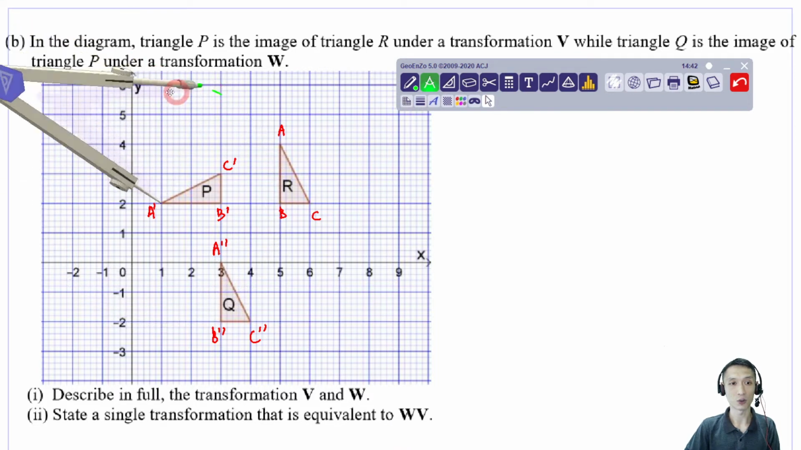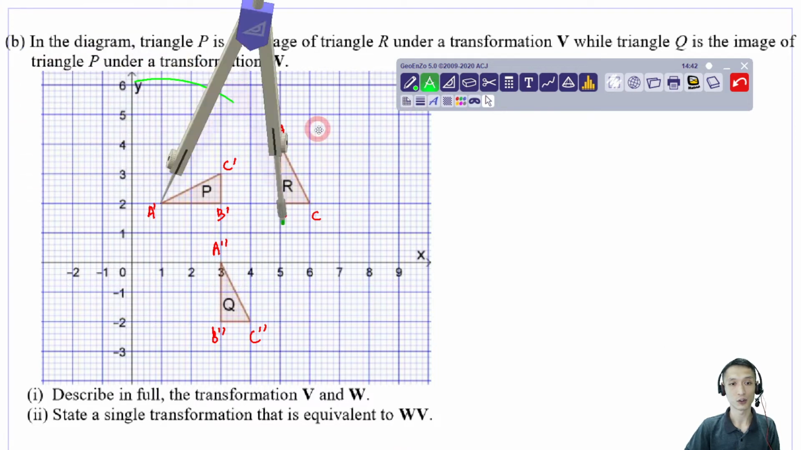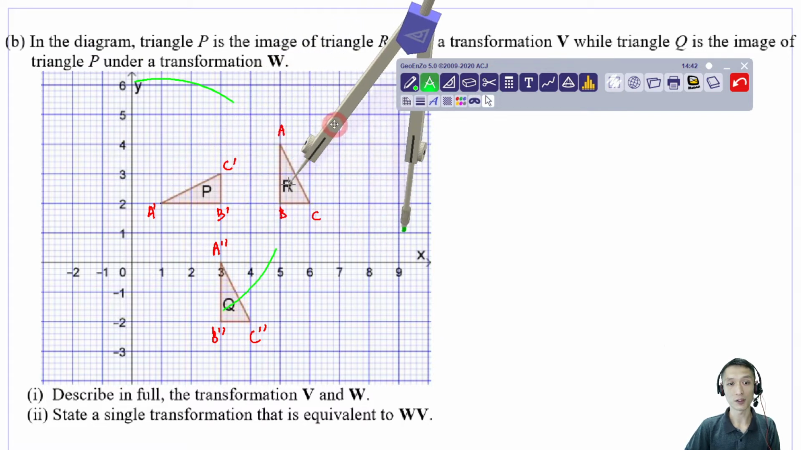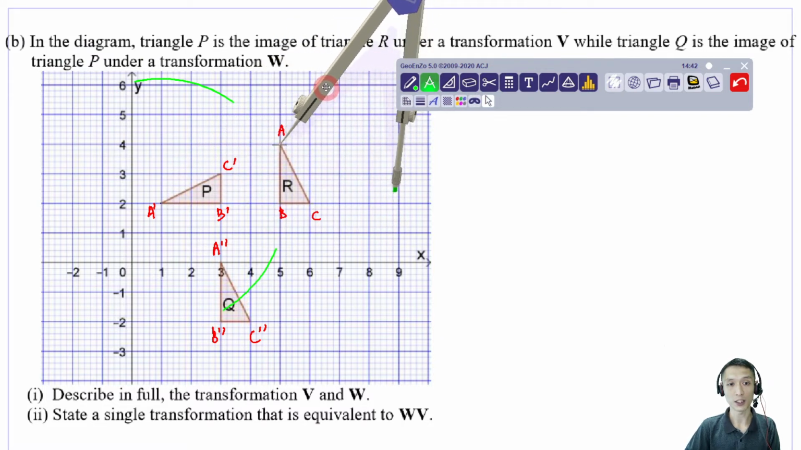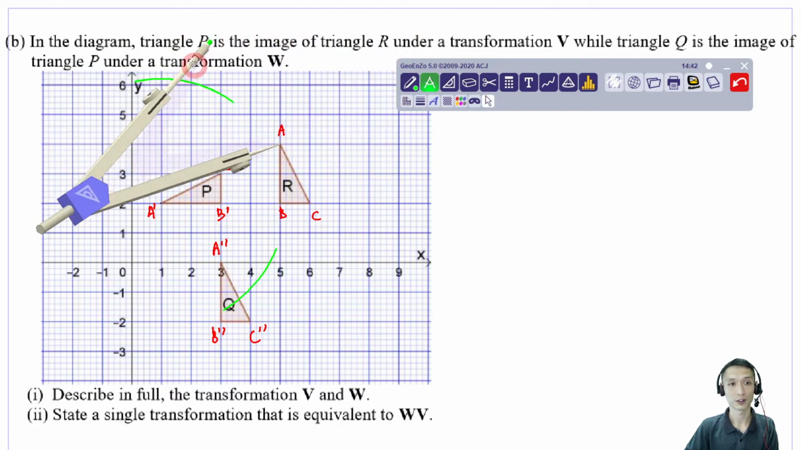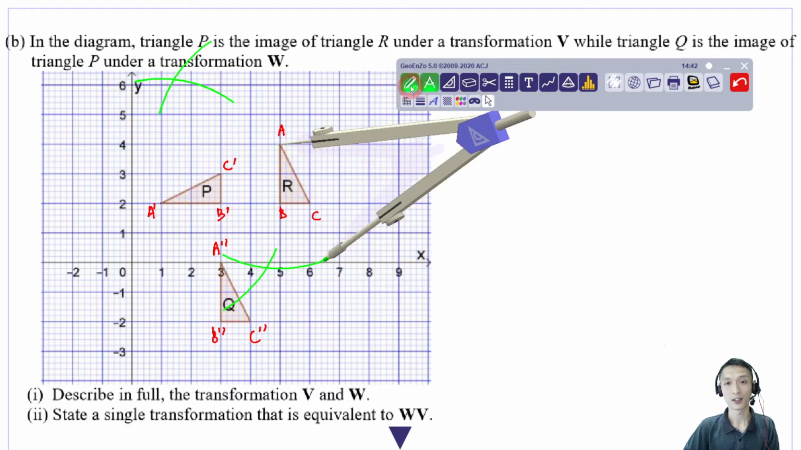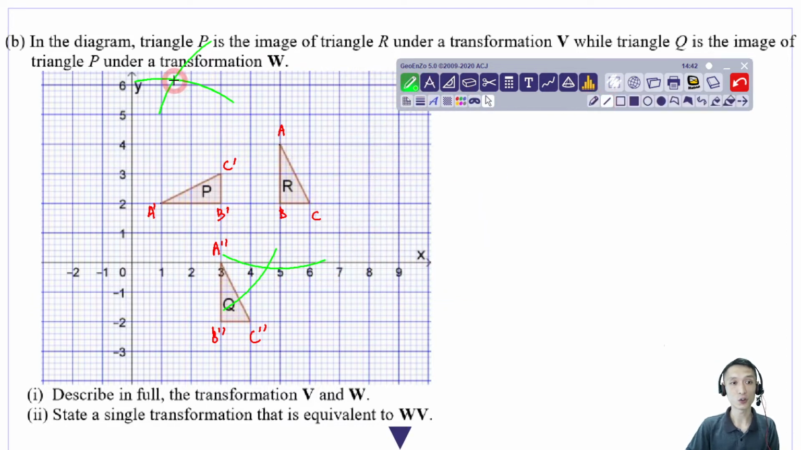Draw an arc over here. Do the same thing here. Move your compasses, place the needle of the compasses over here, A, and don't adjust the width of the compasses, keep the same width. Do the same thing over here. The next step is just to connect these two intersection points together.